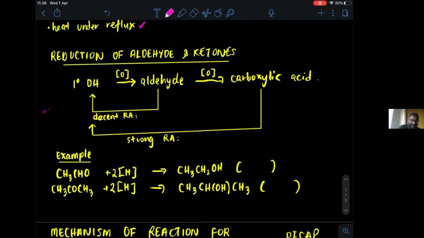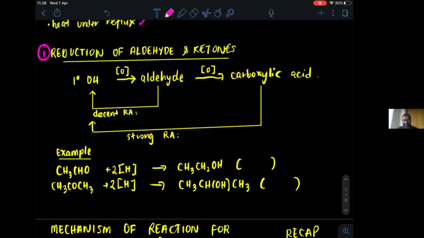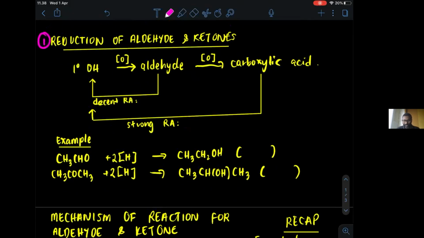Therefore, we'll go for the first reaction of aldehyde and ketone. I have written over here that primary alcohol can change to form aldehyde and be further oxidized to give you carboxylic acid. The same thing, if you have secondary alcohol, it will be changed into ketone. There is no further oxidation.